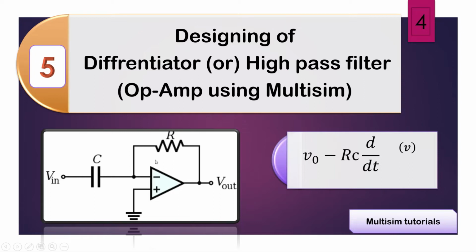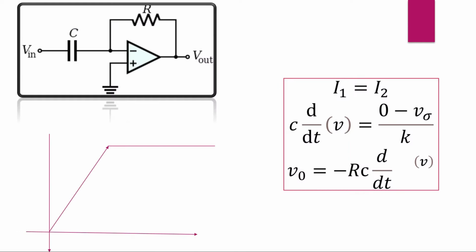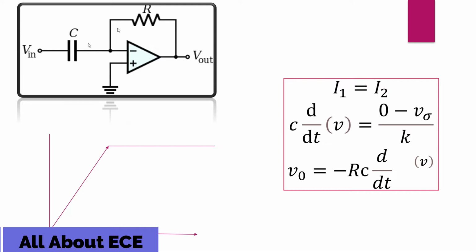Why inverting mode? In the ideal case, it will offer an infinite gain, so it is more preferable, and easy to construct and easy to use. Because of offset errors, null sets and such, the non-inverting configuration is less preferable compared to the inverting configuration. That's why we prefer the inverting configuration. Let's look into that. So this is an inverting configuration of the differentiator circuit, which has a capacitor and a resistor.